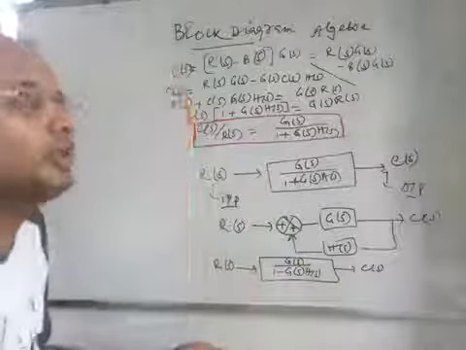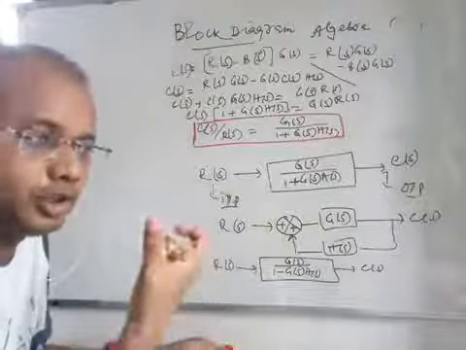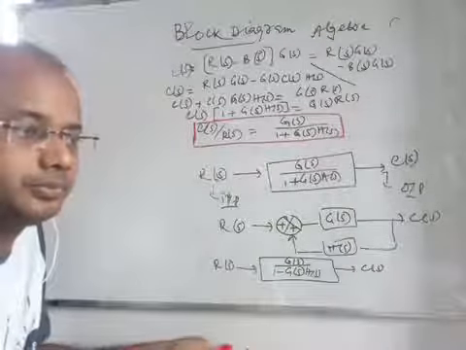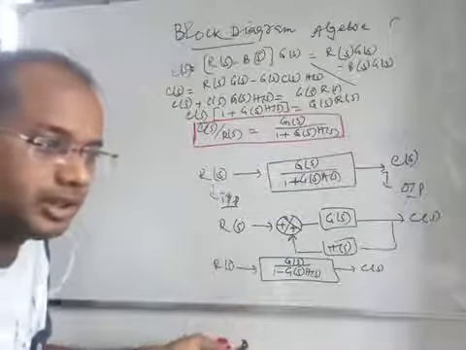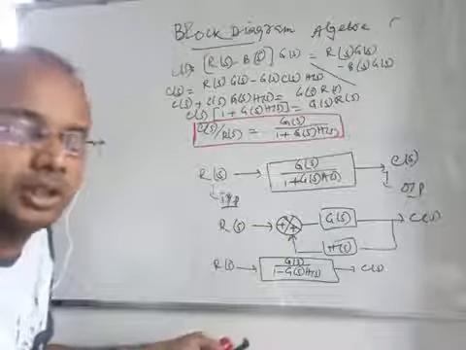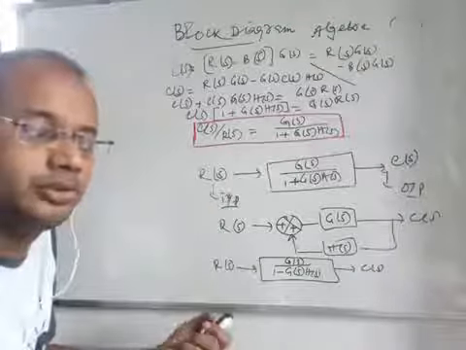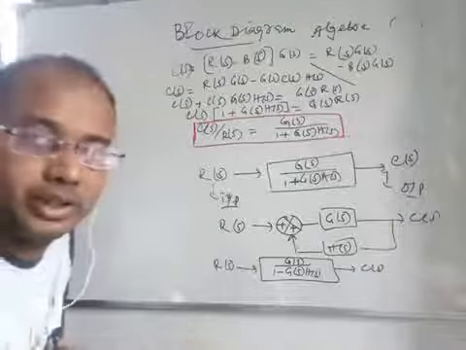In the next class is the continuation of this block diagram algebra, and we will find the different rules on how to reduce the diagrams, and we will solve certain kinds of problems to check whether we have learned it right or not, or if any confusion is there. So we will solve it by solving the different kinds of problems.